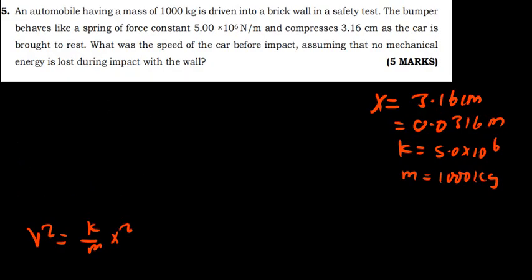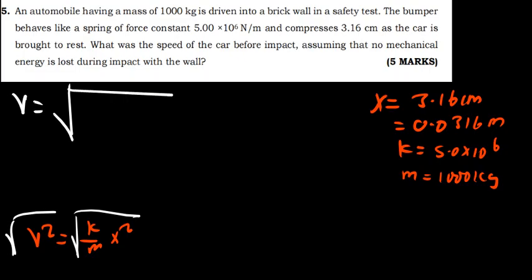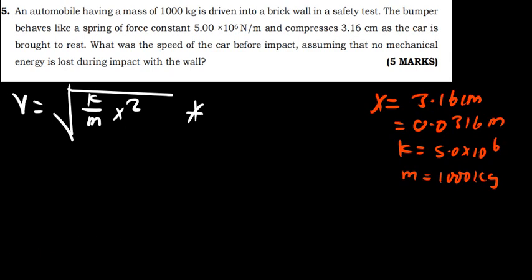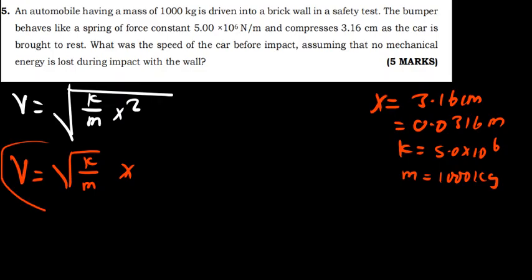To make v the subject of the formula, I'll get the square root of both sides. So v will be equal to the square root of k over m times x squared. If I want, I can use this formula and I'll end up having the same answer. Or I can say the square root of k over m, then x can be outside, meaning the square has been cancelled. Okay? So you can use any of the two, you end up having the same answer. For this one, I'm going to use the second one.